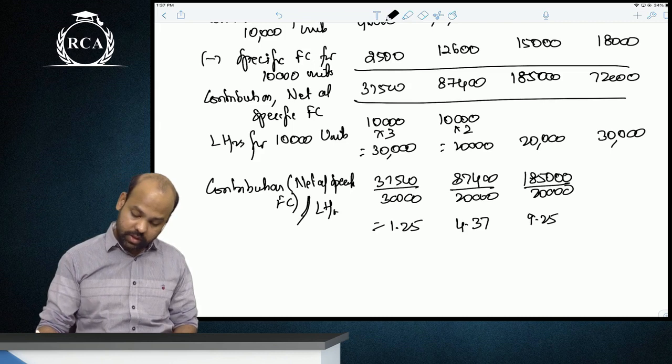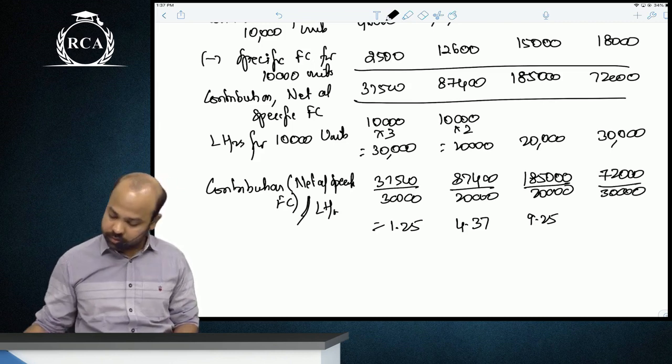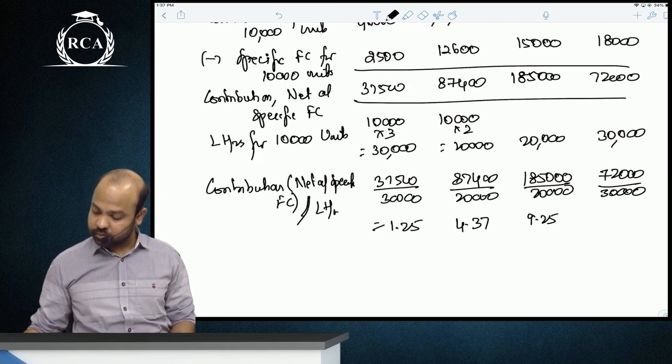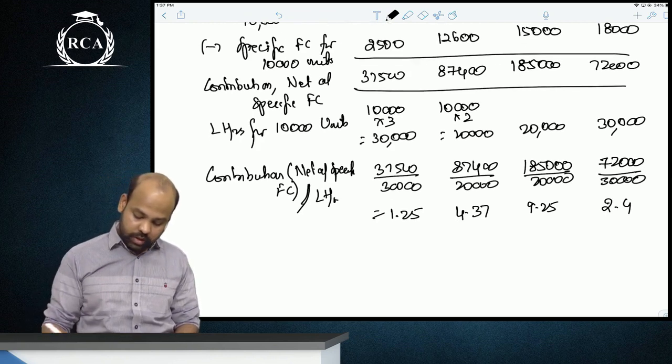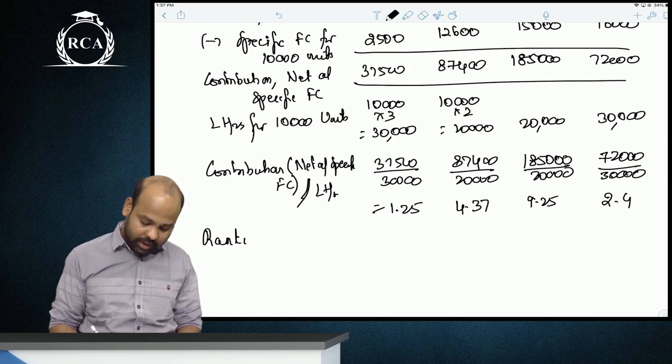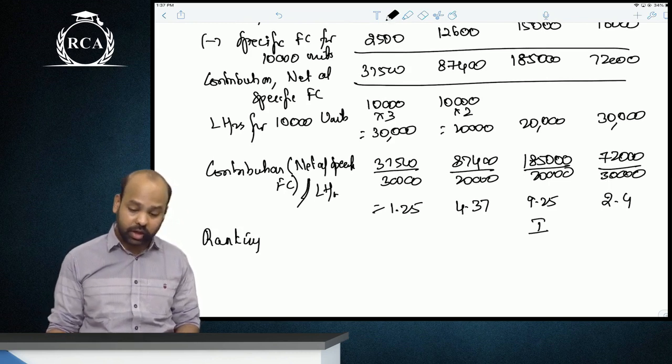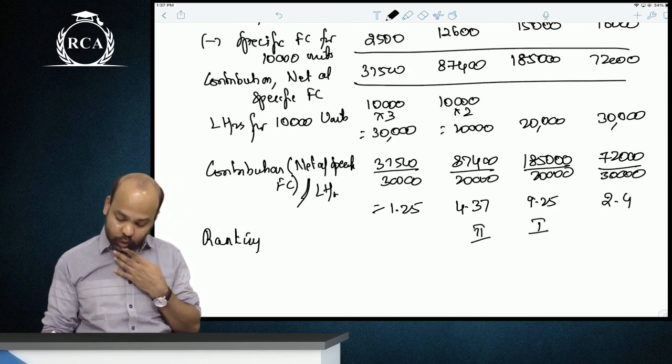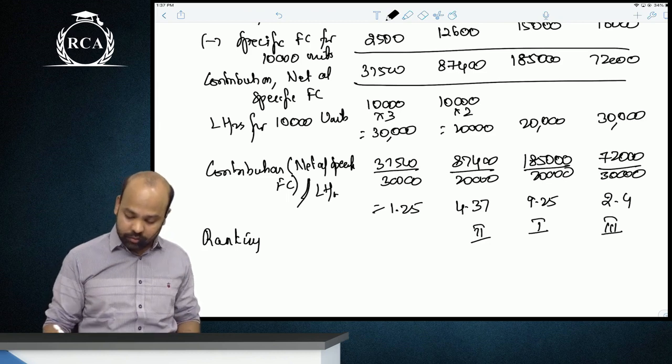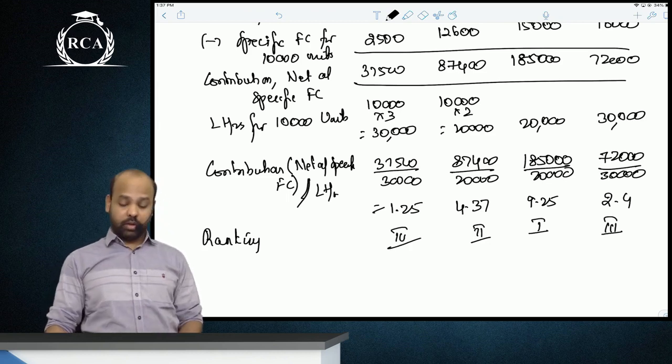9.25. 72,000 divided by 30,000 is 2.4. Please understand, guys, what is the intention here. First ranking is to product R, second ranking to Q, third ranking to S, fourth ranking, guys, to this.